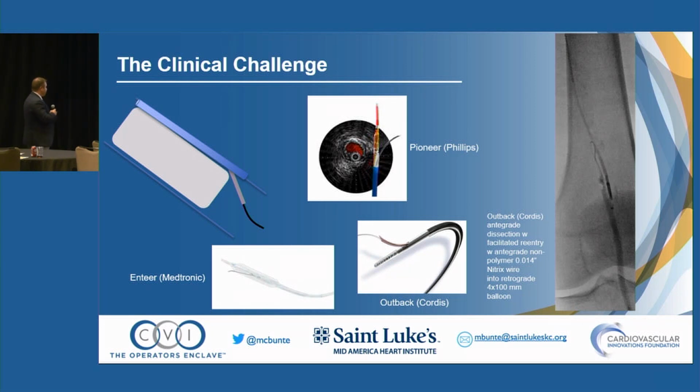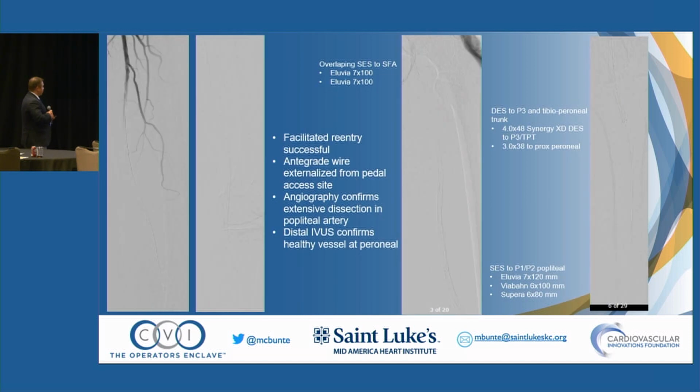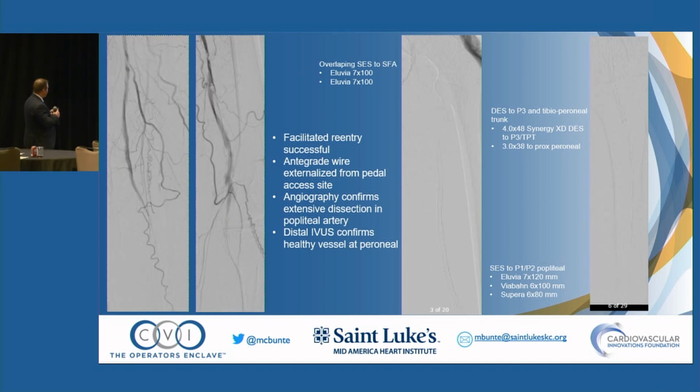And there's basically three ways we can do this. We can use the Pioneer from Philips, which is ultrasound guidance. The needle on that device is a little shorter than the Outback, which is what I used here. And then there's the Enteer device as well. So long story short, that was the ticket. We were able to externalize the wire out of the true lumen within the foot, and then it was a matter of stenting this.